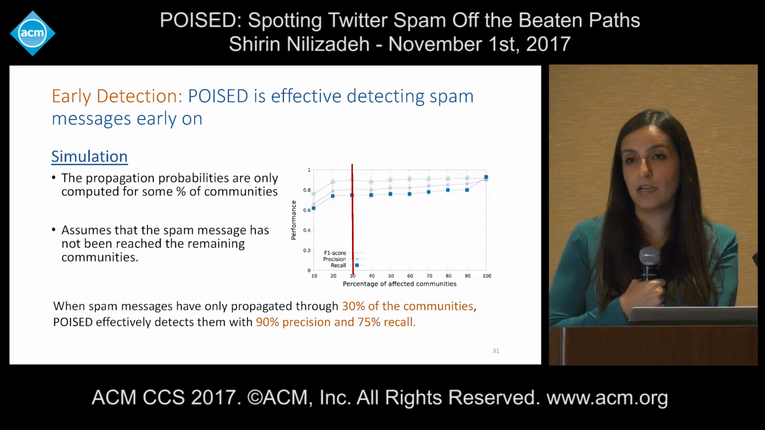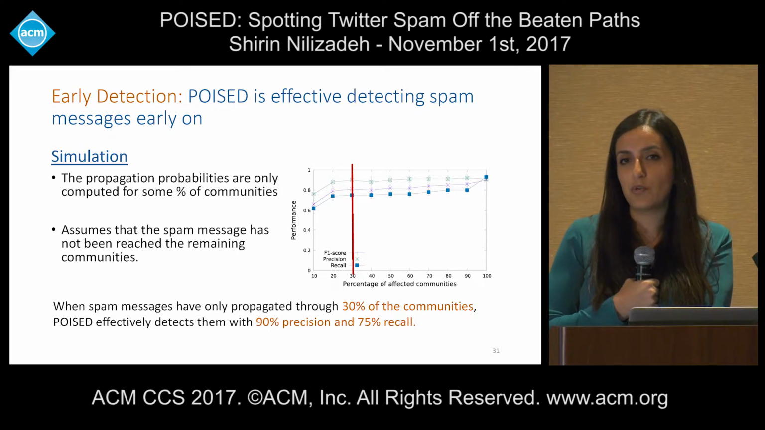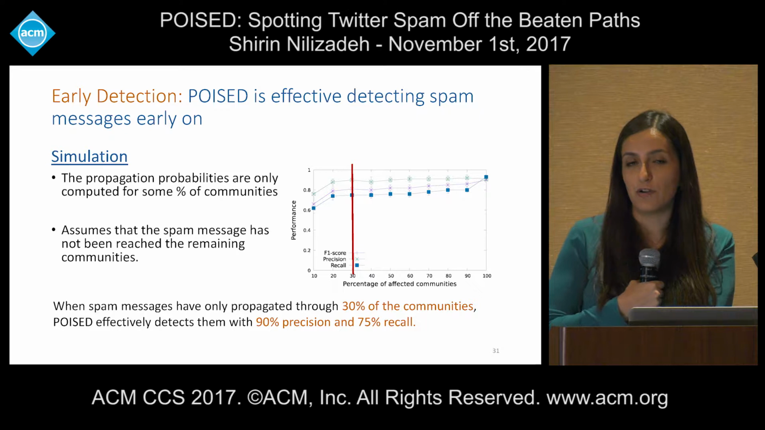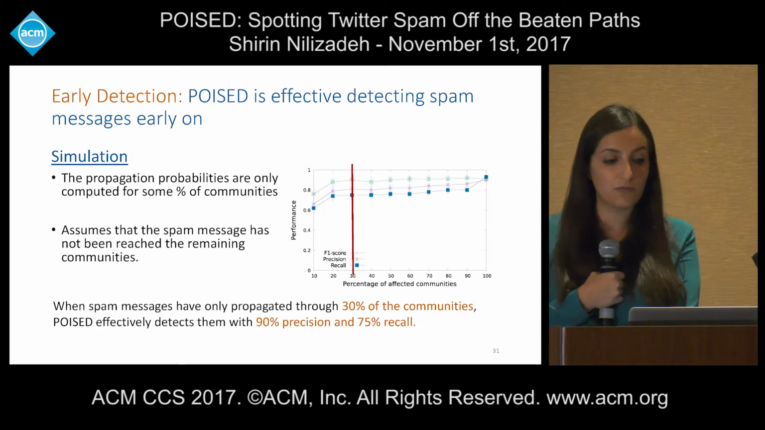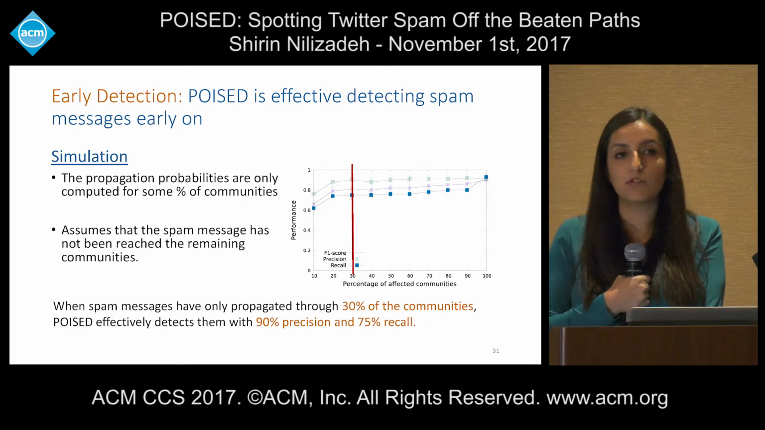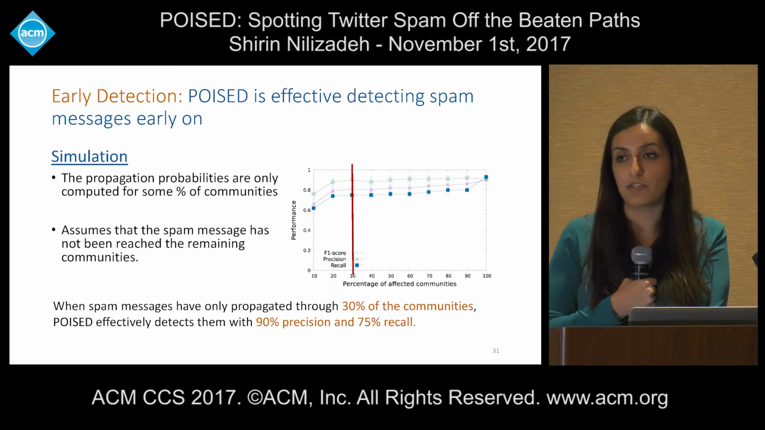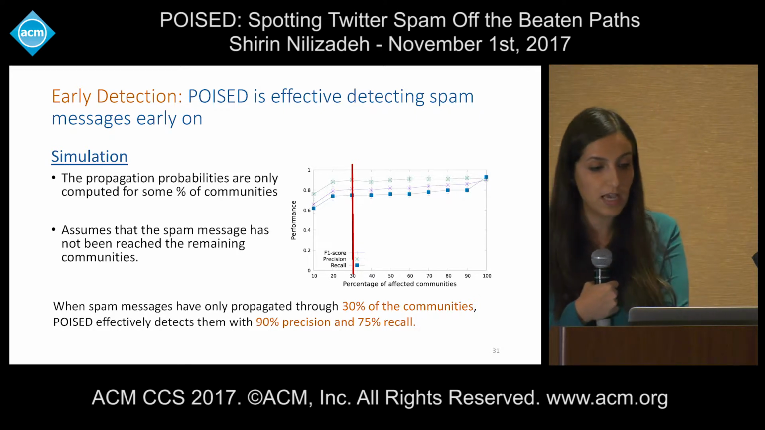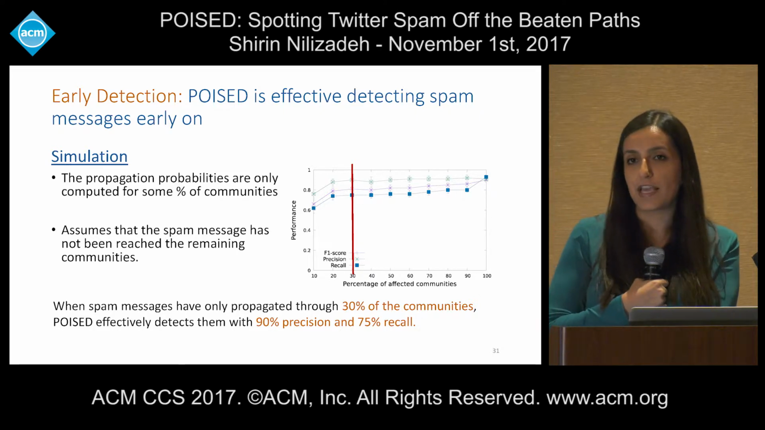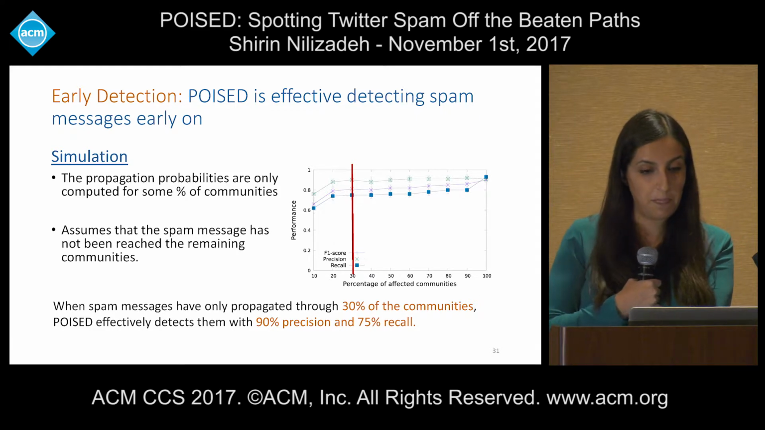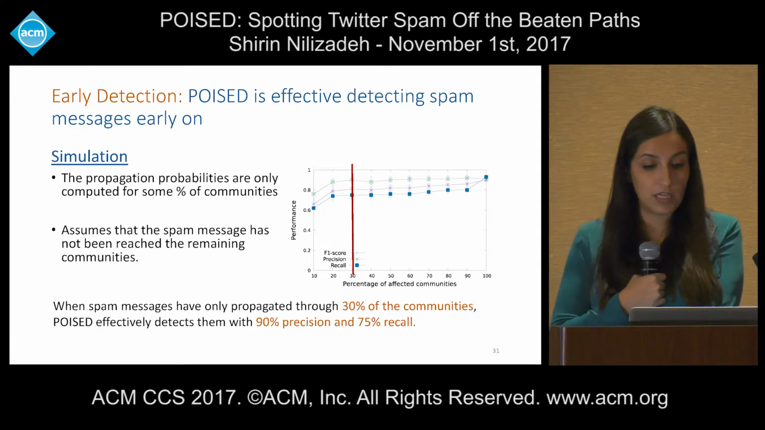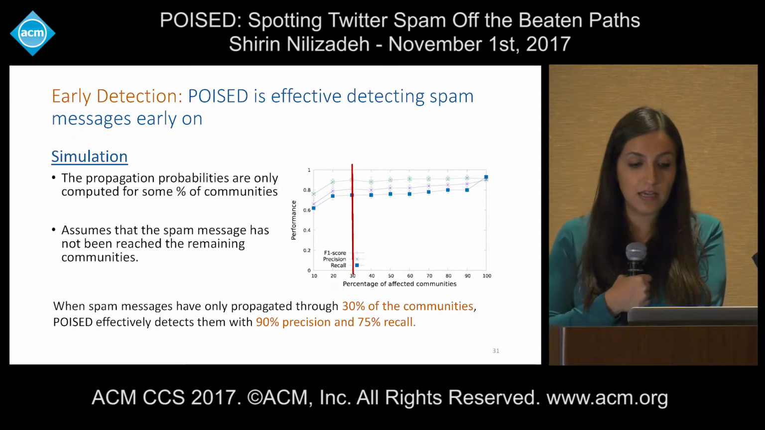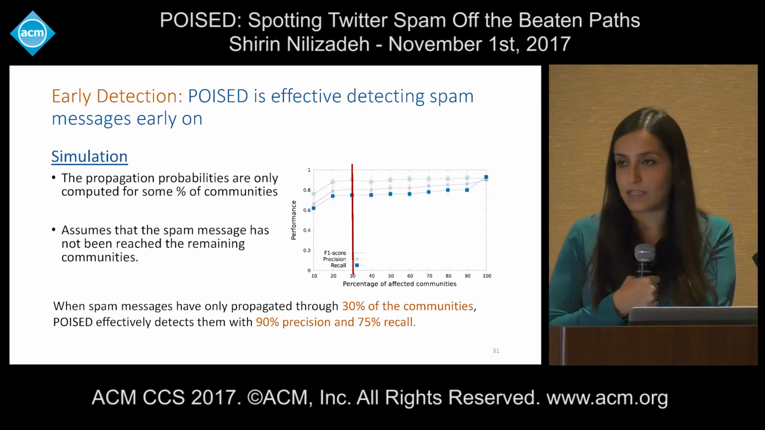And then we investigated how Poised is doing when we don't have the full knowledge of all the messages and all the network. We simulated this. We assume that we only have data about some percentage of communities, and then see if we can detect spam. And this graph shows the performance based on percentage of affected communities.